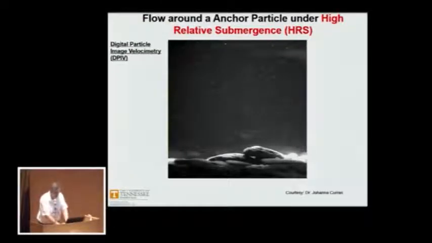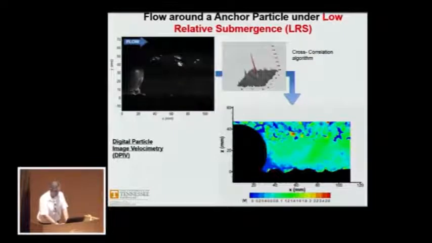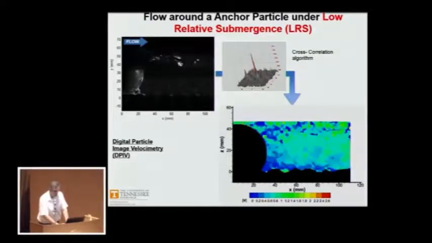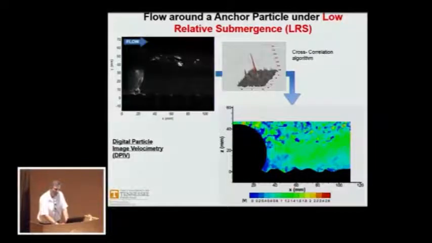Now, all of this, and this is actually a nice image from Joanna Karen, are not easy experiments to perform with a digital particle image velocimetry. And you can see here the recirculation pattern. And this is from our experiments for the low relative submergence condition, where you see, to our surprise, high mean flow values in the wake area.